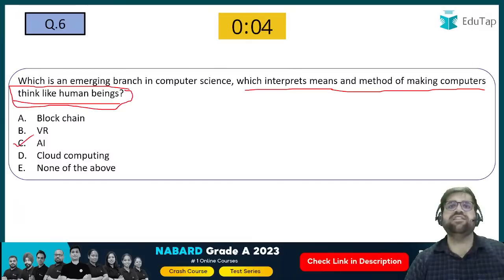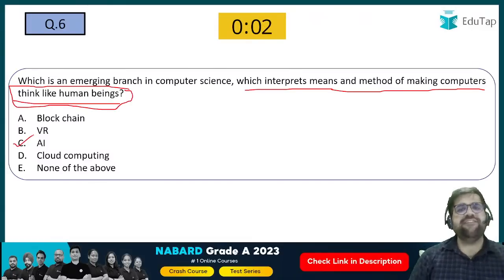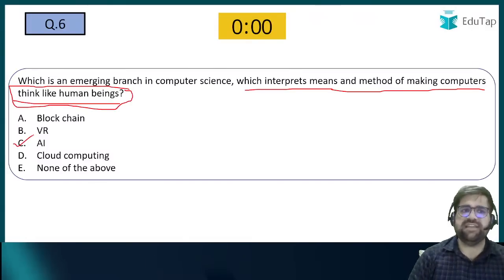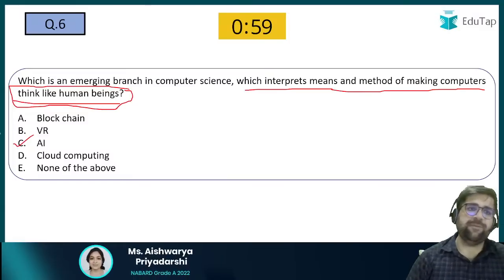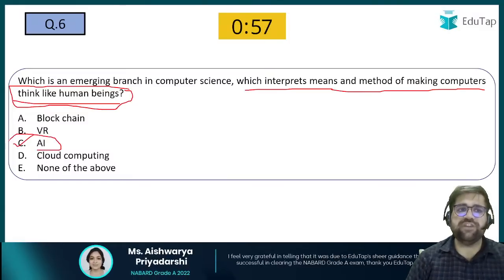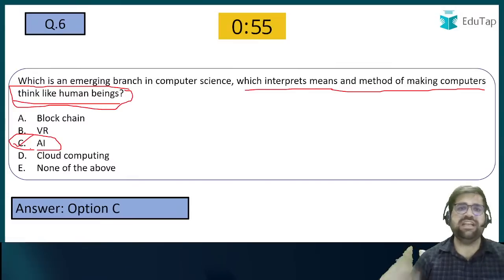Now, these are the typical types of questions which can definitely appear in your NABARD Grade A exam as well. So please remember that the answer of this particular question will be option C, that is your artificial intelligence.